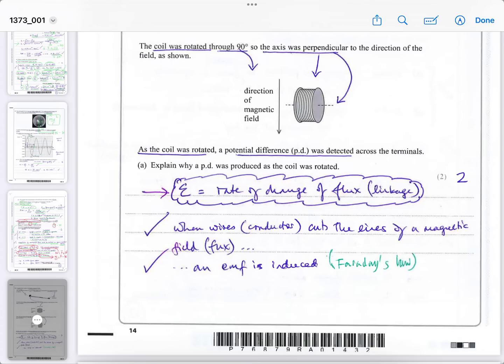So you've got to be able to explain that. So I put the EMF induced is equal to the rate of change of flux linkage. When the wires, the conductor, the coil, the search coil cuts the lines of magnetic flux, an EMF is induced. So it is that change, that movement from one position to the other, by Faraday's law. Okay, so this is Faraday's law, and you'll get the 2 marks for explaining those two sentences or phrases where I've put the ticks.